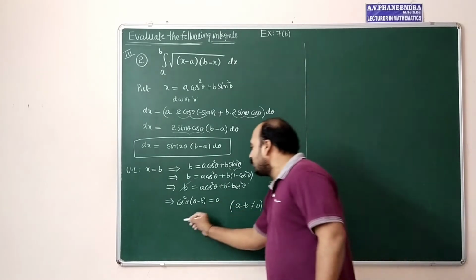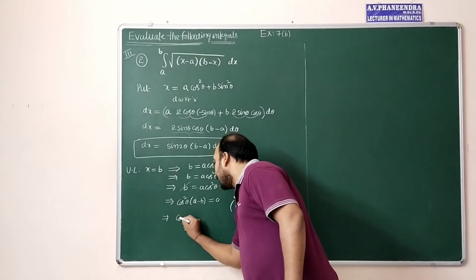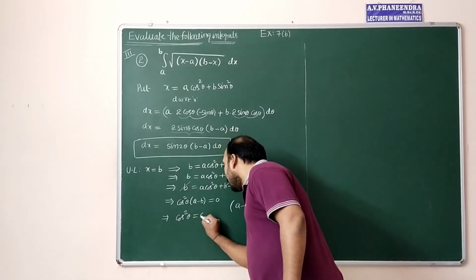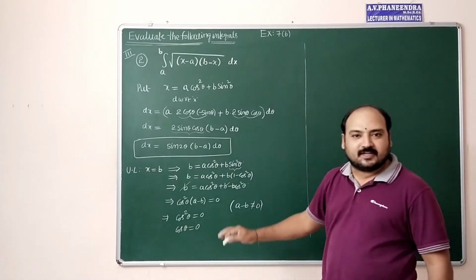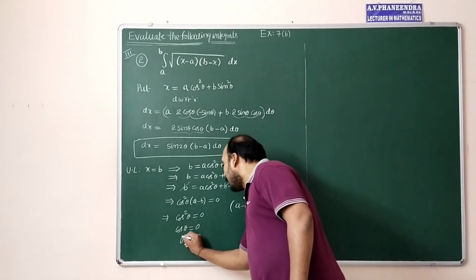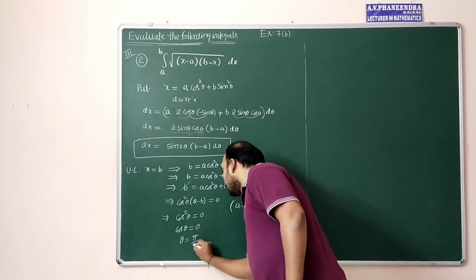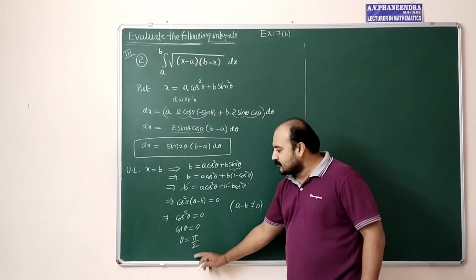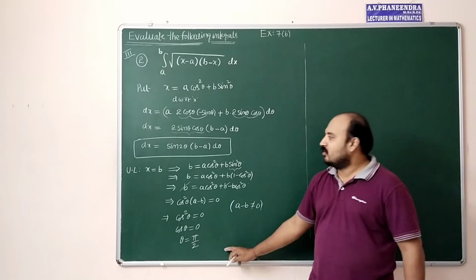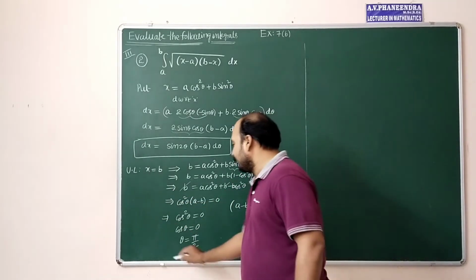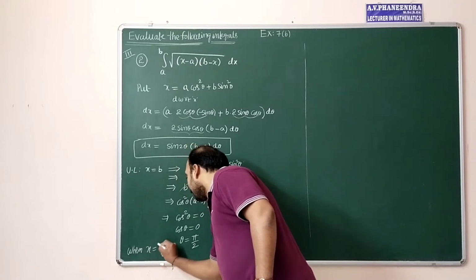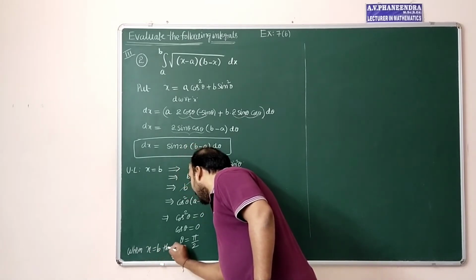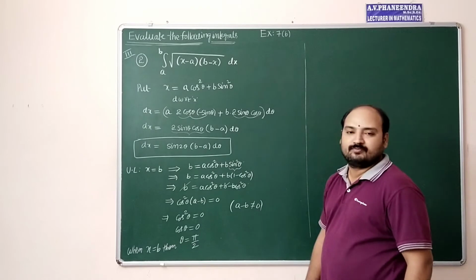Obviously, what will be equal to 0? Cos square theta equals 0. That implies cos theta equals 0. When will cos theta be equal to 0? Cos 90 is 0. So theta equals pi by 2. So now the upper limit becomes pi by 2. When x is equal to b, then theta becomes pi by 2.